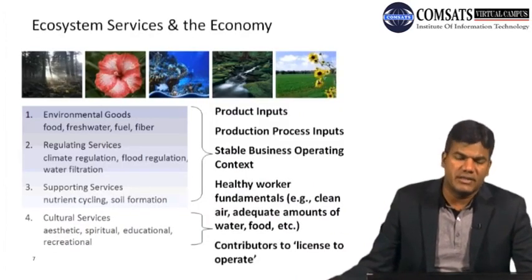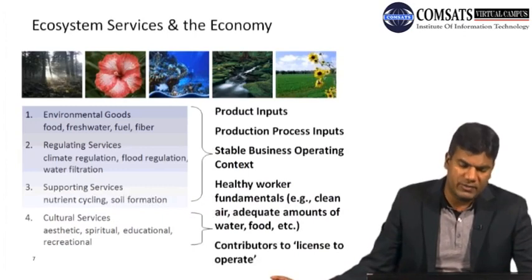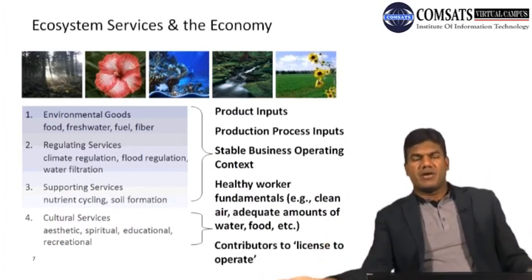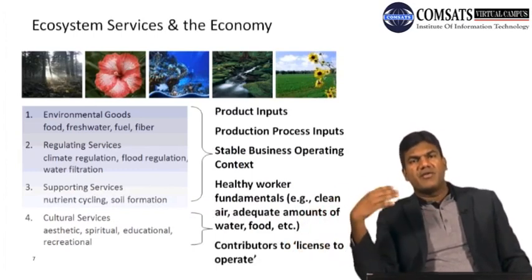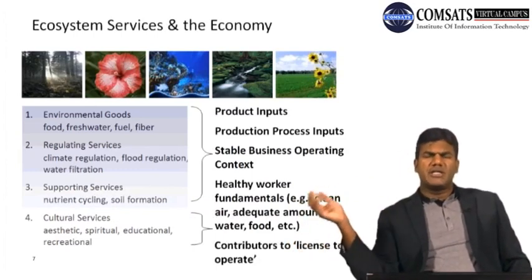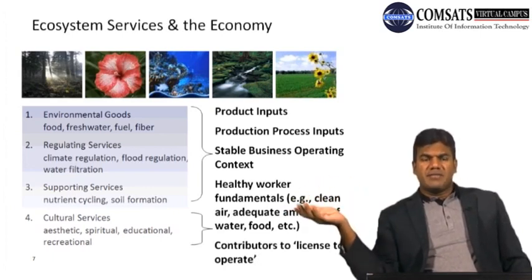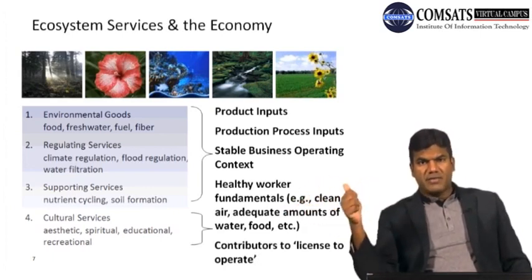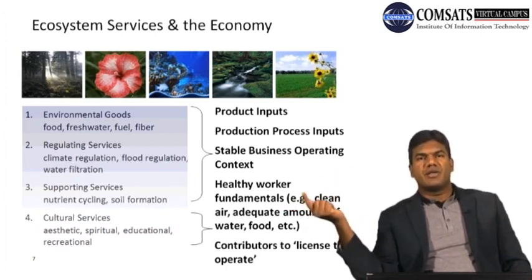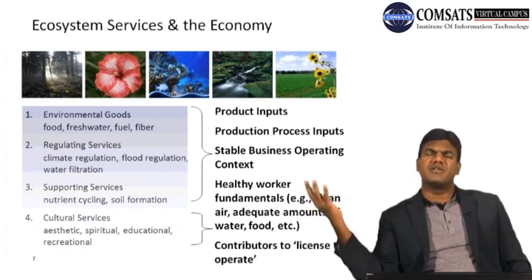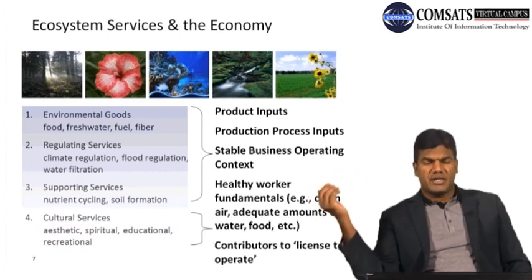Now, there are 4 kinds of services that we take from the ecosystem. Number 1 is your environmental goods. Environmental goods include food, fresh water, fuel, fiber. Then we have regulating services. Number 2 is my regulating services. What are the regulations? Like climate regulation, flood regulation, water filtration. These are our regulating services.